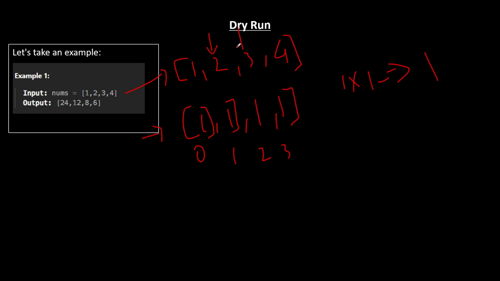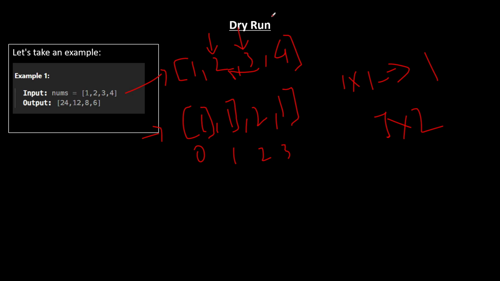Now we moved to this value. Now, prefix of i minus 1 will be 1 itself again, and it will be multiplied by 2 because nums of i minus 1 is 2 here in this case. So we get 2 here. We write 2 here. Okay.